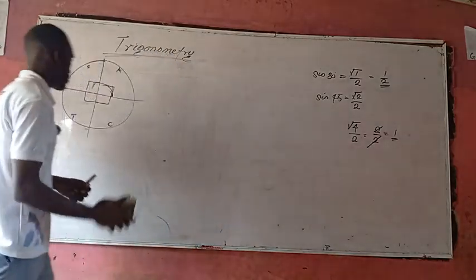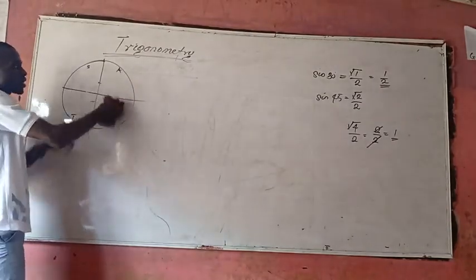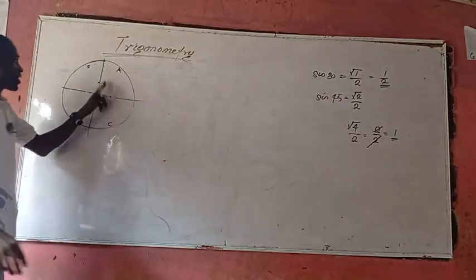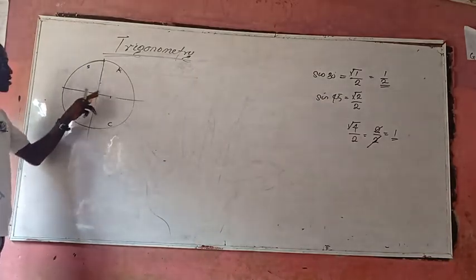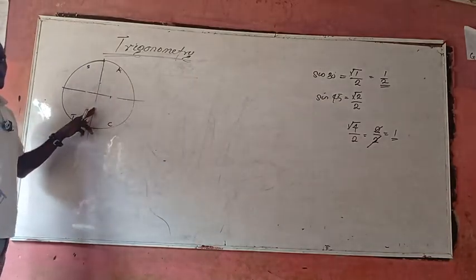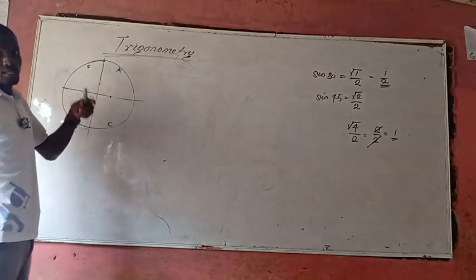I want to show you how it goes. Let's do this again. From here to here is what? 90 degrees. From here to here, 180 degrees. From here to here, 270 degrees. Then from here back to this place, 360 degrees.